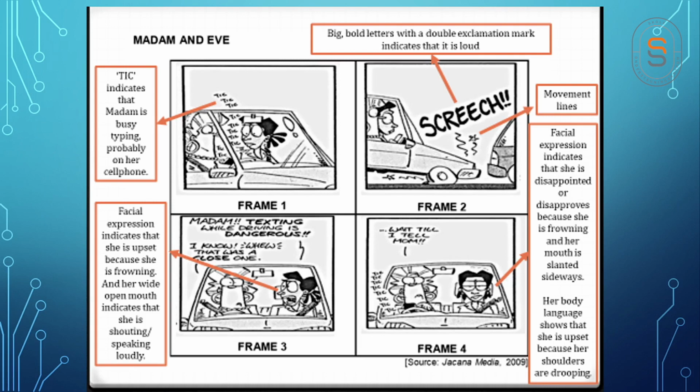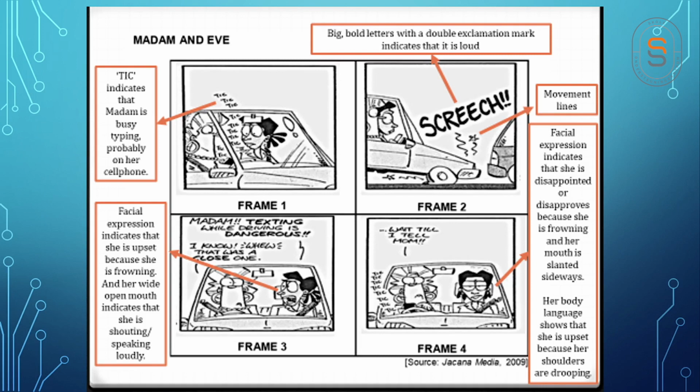All right, and then we move over to frame 3, and you can see Madam, with an exclamation mark: Texting while driving is dangerous! So you can see by her facial expression that she's upset because she's frowning, her mouth is wide open, and her eyes are big and open. It indicates that she is shouting and speaking loudly. So that's our visual clues. Our clues from the text are the words that are printed in bold and the exclamation marks. And then Madam just answers, I know, phew, that was a close one.